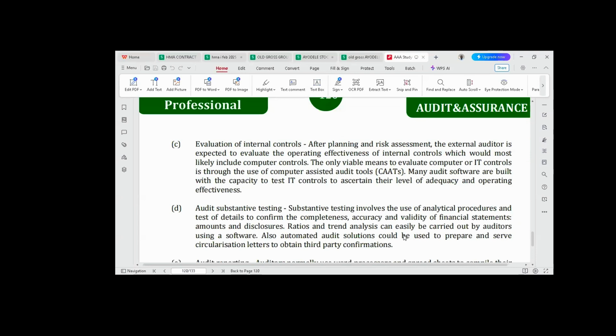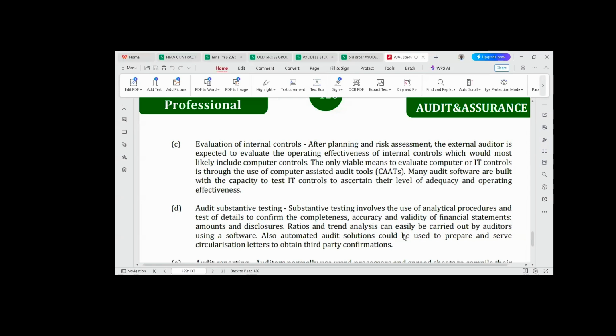Now, before now, like I said, we used substantive testing. But now what we use is what? Test of detailed transaction. Or you can use a more advanced one, which we call what? The substantive procedure, which is a combination of test of detailed transaction and analytical review procedures.